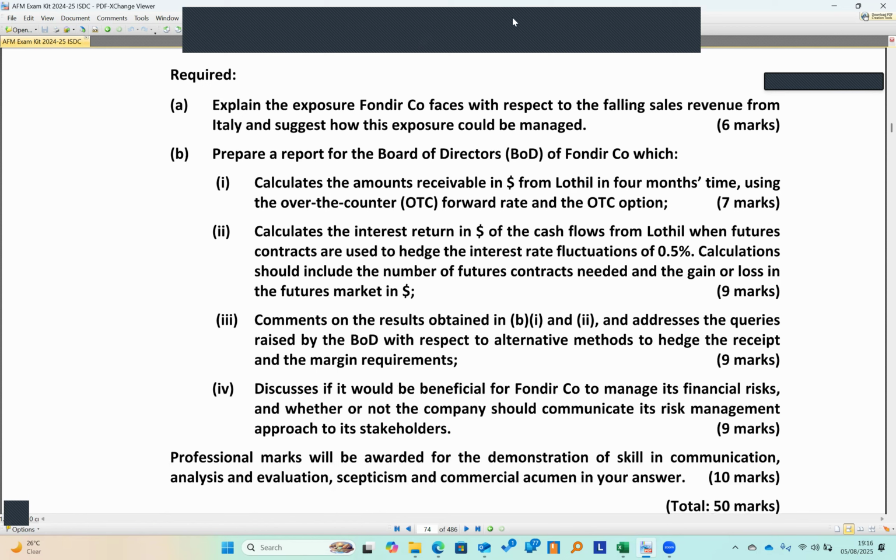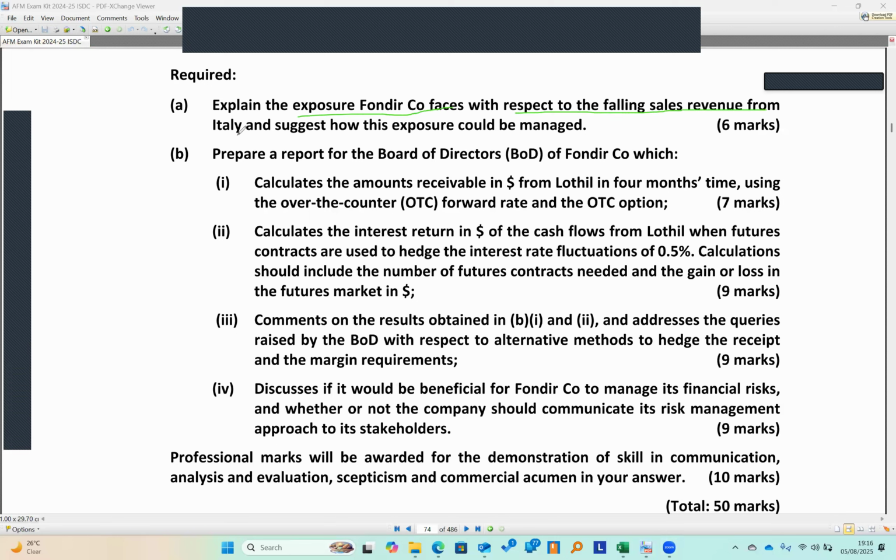And what they're asking you to do is to first of all explain the exposure Fondir faces with respect to the falling sales revenue from Italy. Suggest how this exposure could be managed. Then also prepare a report to the board, calculate what is received from Lothi in 4 months' time in dollars, and you're using the over-the-counter OTC forward rate and then the option itself.